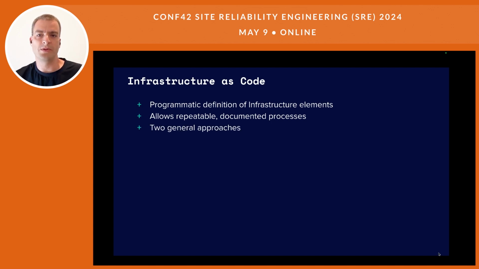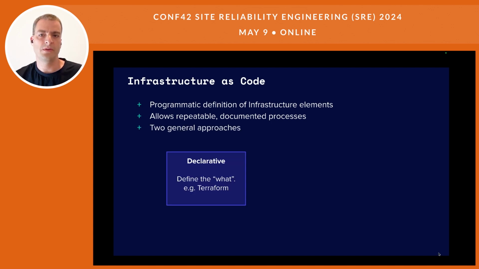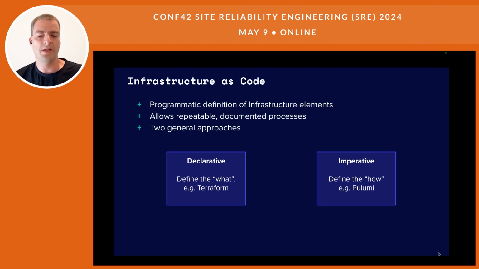There are two general approaches for infrastructure as code. The first one is declarative. We ask the users to define what they want to achieve, and the framework compiles that into infrastructure elements. You can think of Terraform in that domain. The other approach is imperative. The user defines how they want to achieve something. It's more of a code-based approach, and the framework, again, creates an infrastructure for the user. You can think of Pulumi in that domain.